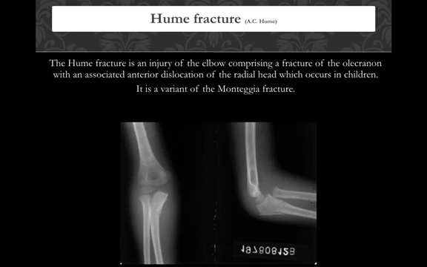Going to Hume fracture. Hume described an injury in children where there was a fracture of the olecranon, along with a dislocation of the radial head. So it was basically a fracture of the proximal part of the ulna, the olecranon area, with dislocation of the radial head. This is common in children, and this is called a variant of Monteggia. Similar injury, nearby but not exact, Hume fractures.